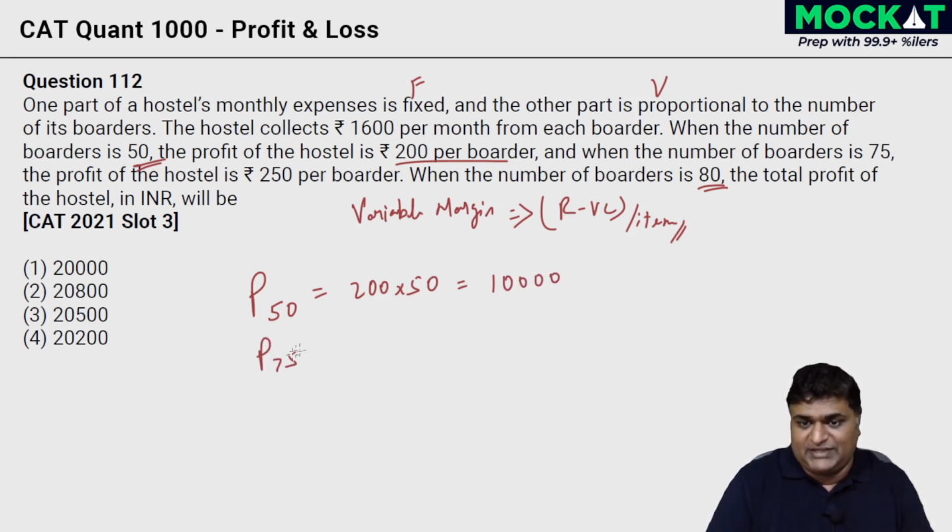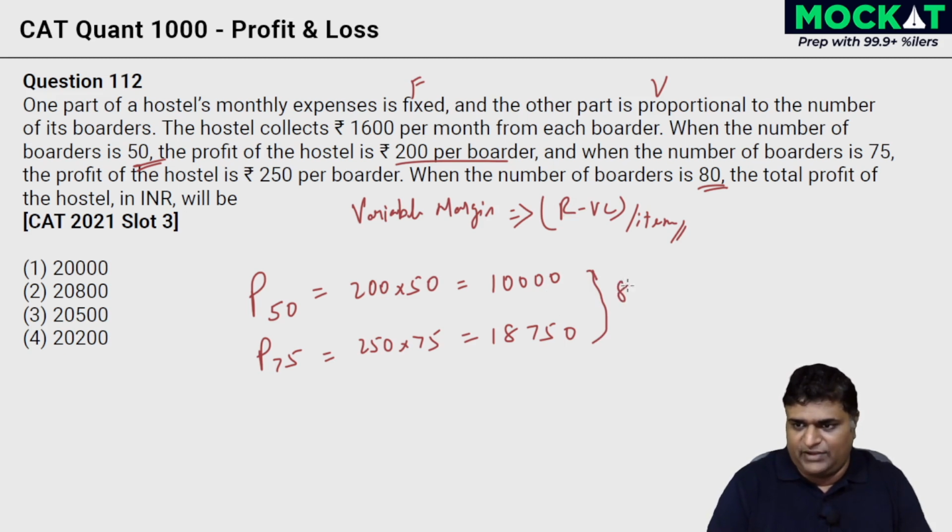The profit when it's going to be 75 boarders, right? 75 boarders over here is given as 250 per boarder. 250 into 75. 25 and 25, 625, 625 into 3 is 18750, 18750. That's it. Incrementally, right, this differential amount 8750 was what? 8750 would have been uniform for the 25 extra boarders. Every extra boarder is contributing that much more to the profit because fixed cost is covered.